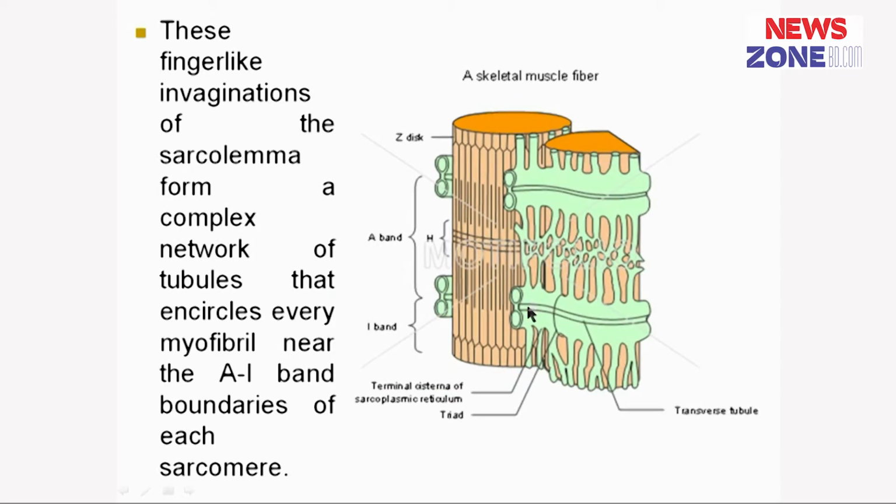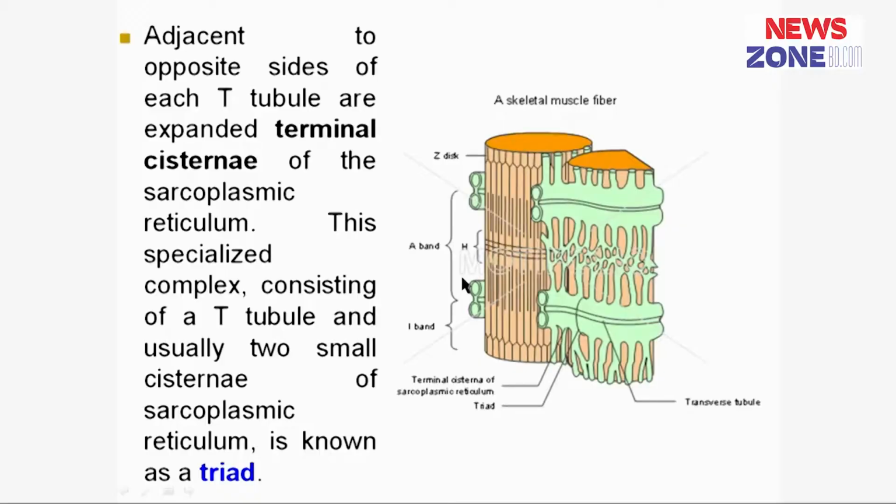These finger-like invaginations of the sarcolemma form a complex network of tubules that encircles every A-I band boundary of each sarcomere. Adjacent to opposite sides of each T-tubule are expanded terminal cisternae of the sarcoplasmic reticulum. This specialized complex, consisting of a T-tubule and usually two small cisternae of sarcoplasmic reticulum, is known as a triad.